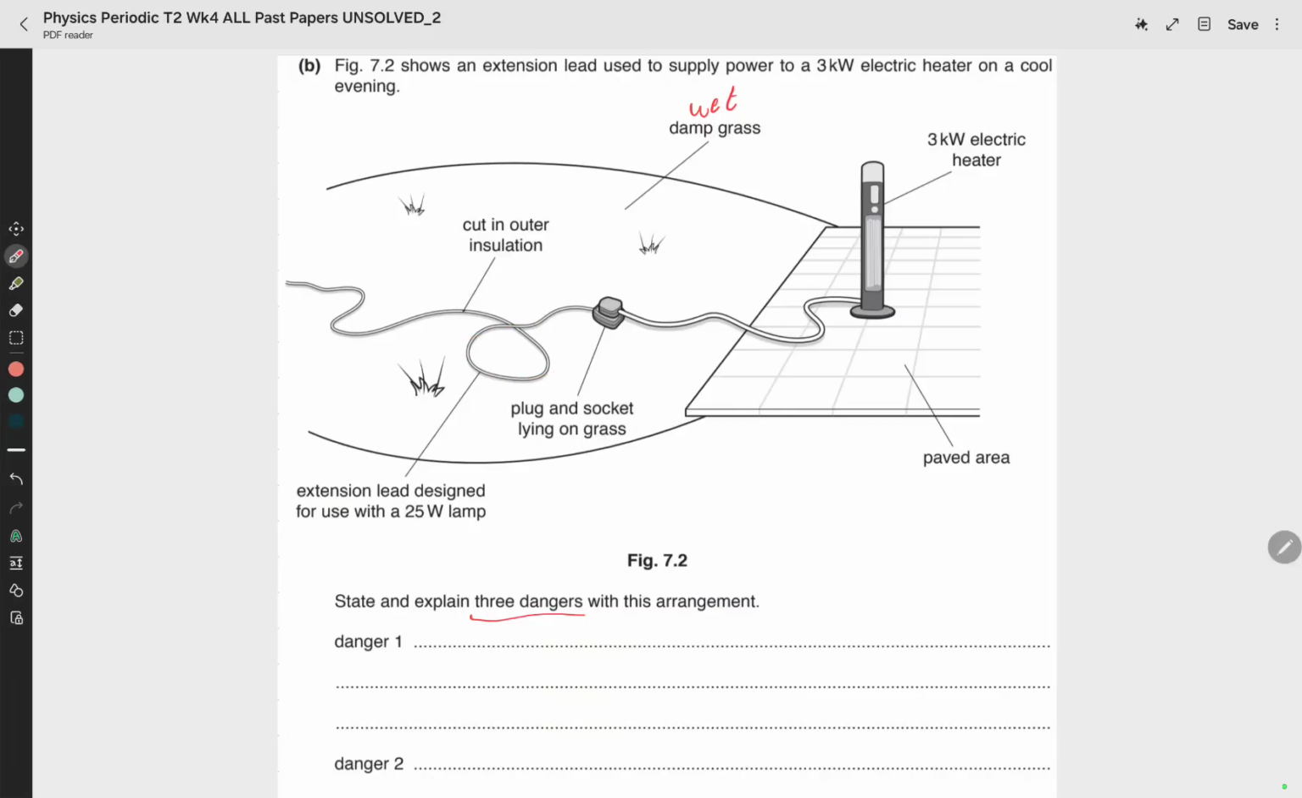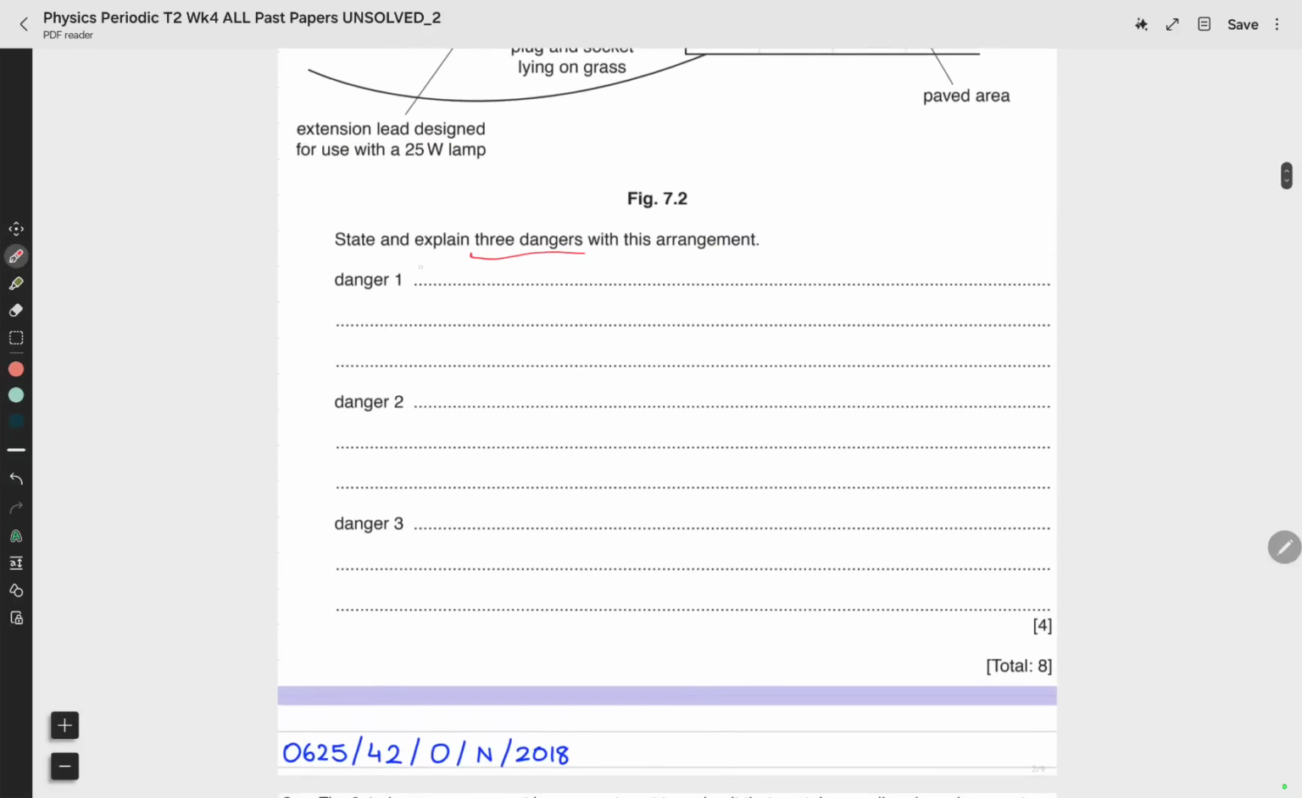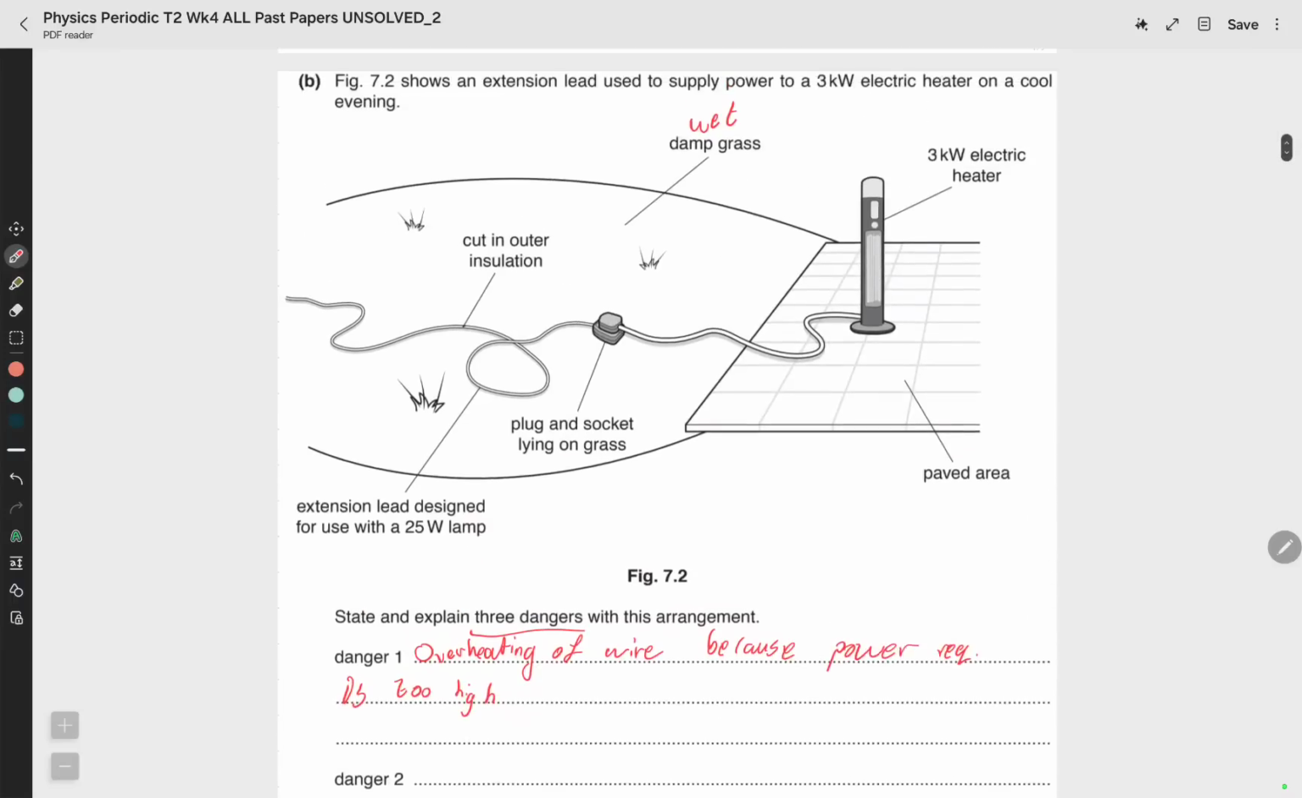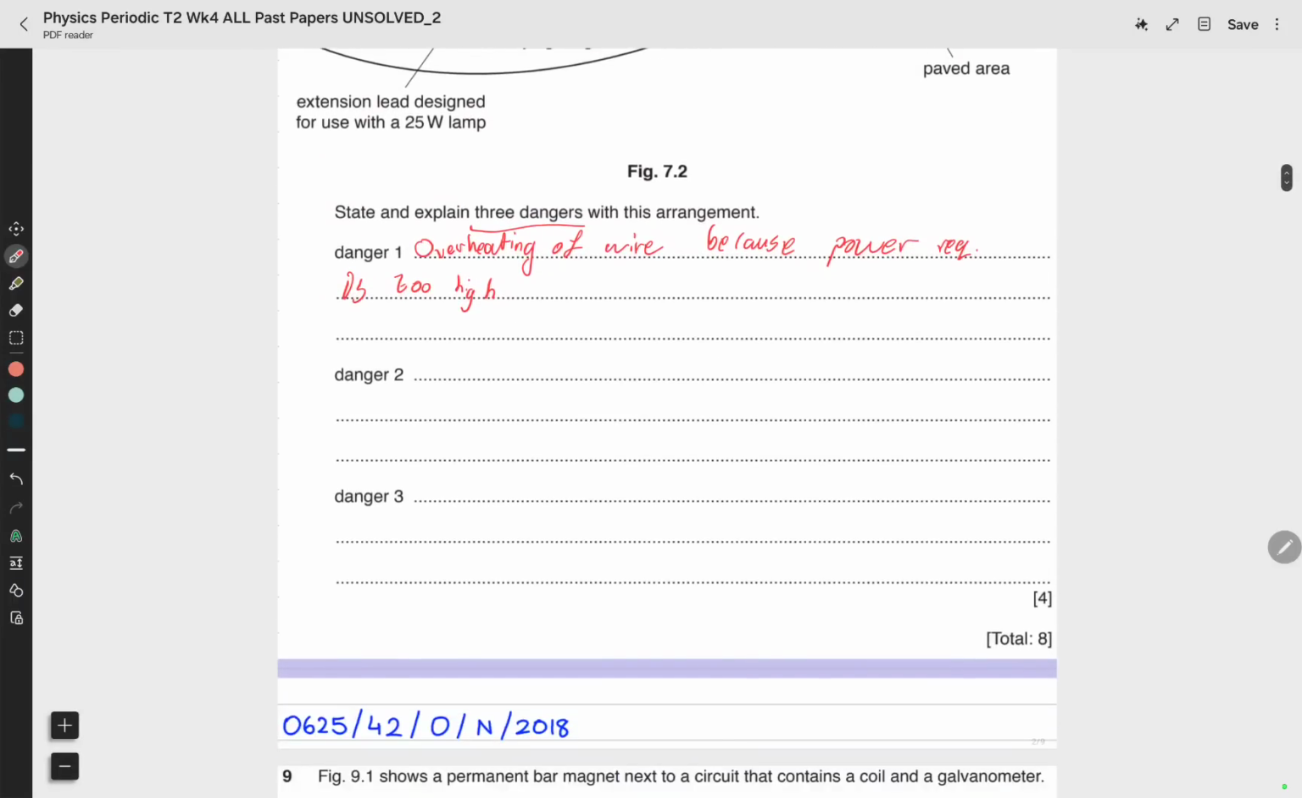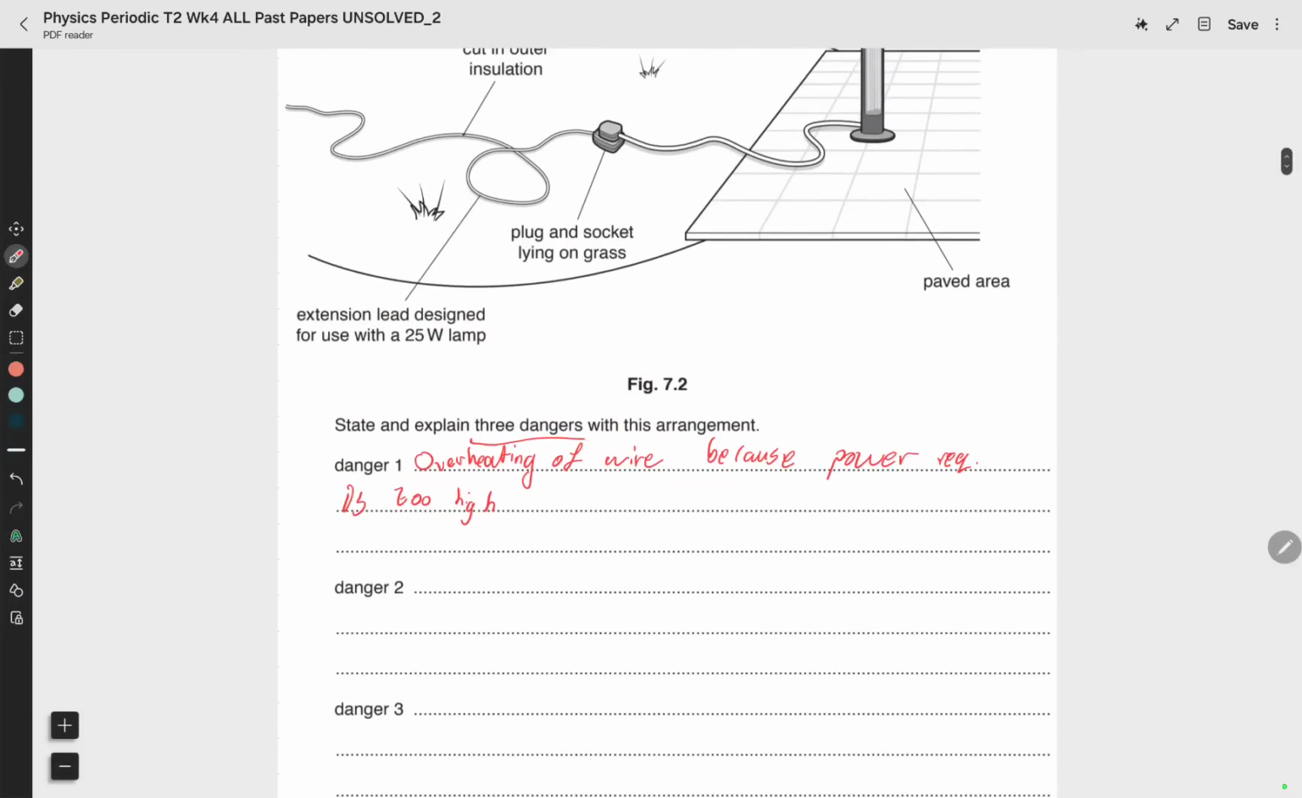So you can just say, we'll start one by one. We'll say overheating of the wire, right? Overheating of wire because power required is too high. Then we're going to talk about tripping, I guess. This is if you know this, it shows you kind of understand the concept of what we're taking.